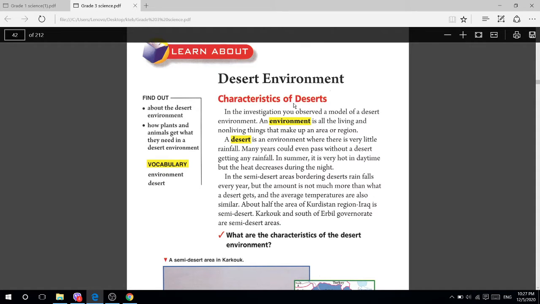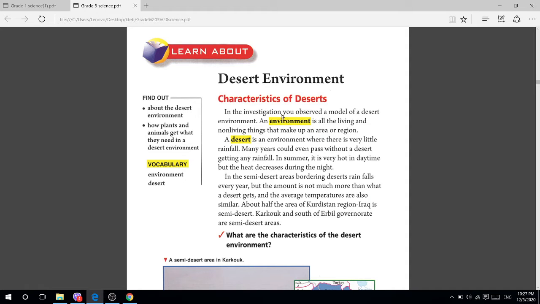Characteristics of desert. In the investigation, you observed a model of a desert environment. An environment is all the living and non-living things that make up an area of a region. This is environment, that all living and non-living things make up an area of region. Okay, we have living things and non-living things that make up area of region.